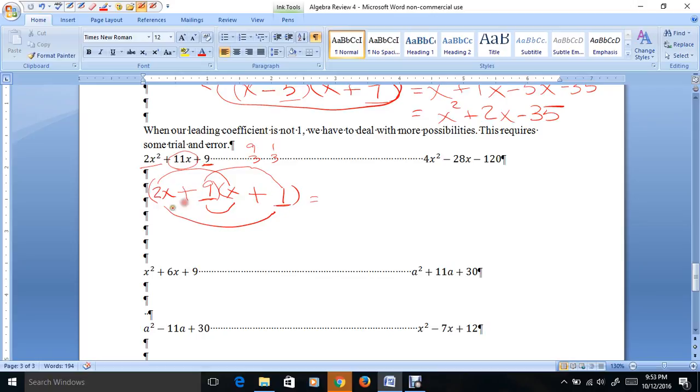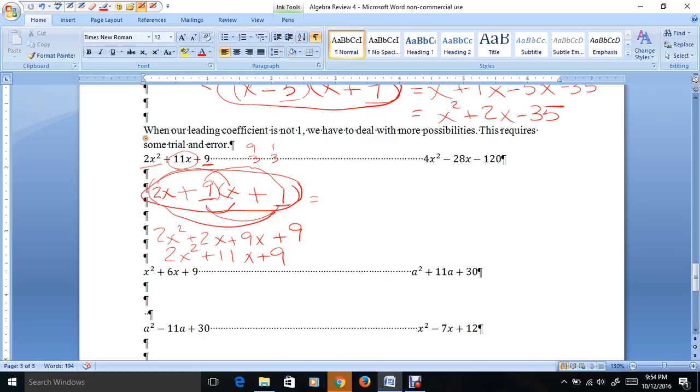Because if we multiply this out, we're going to get 2x squared plus 2x plus 9x plus 9. And that is 2x squared plus 11x plus 9, which is what we started with. So this is the correct factorization.